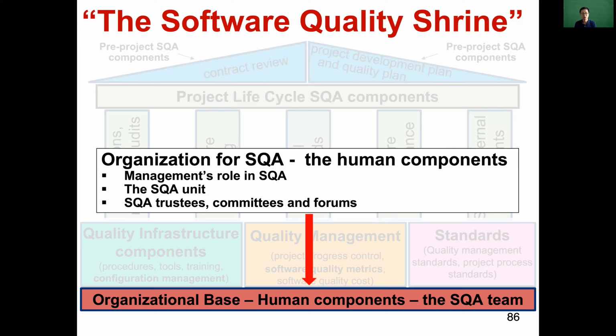So this is the overall structure of the software quality assurance system. If there's only one thing you want to remember in this lecture, this is the picture you should remember.